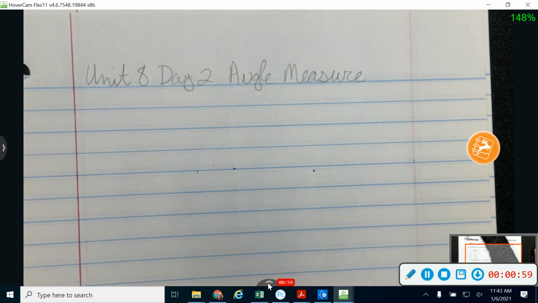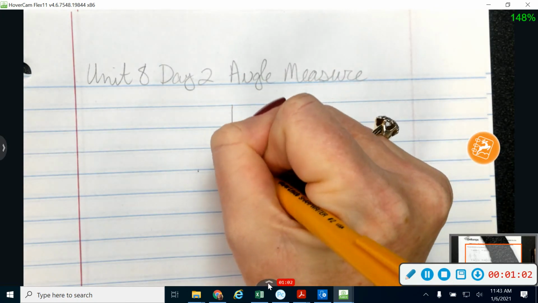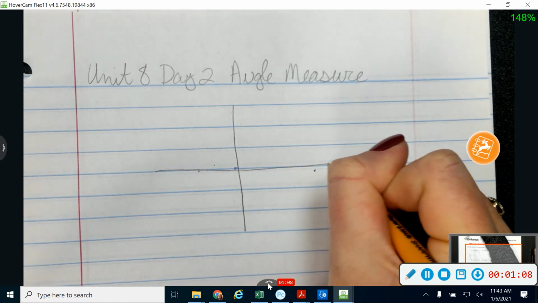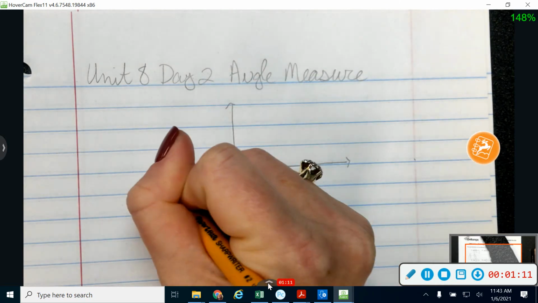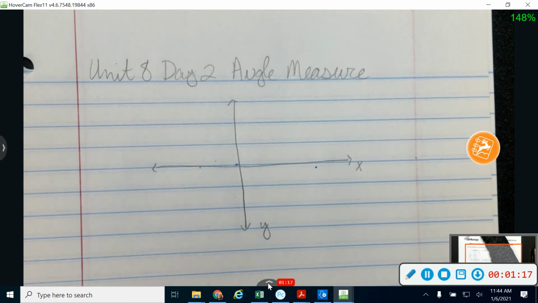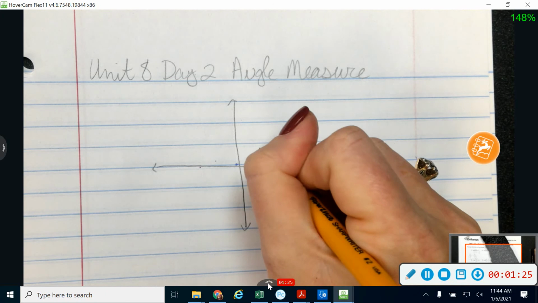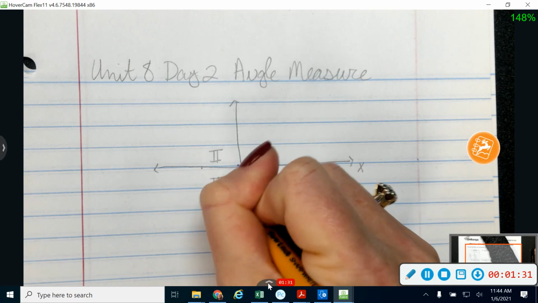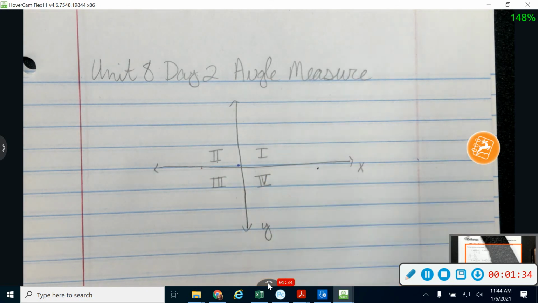Okay. So we're going to be drawing some angles on a coordinate plane. Let's start by drawing a coordinate plane where we have our x-axis and our y-axis. Just a normal coordinate plane. Let me remind you that we talk about quadrant 1, quadrant 2, quadrant 3, and quadrant 4. That's going to get more important later on down the road, but for right now, that's how we label our quadrants.